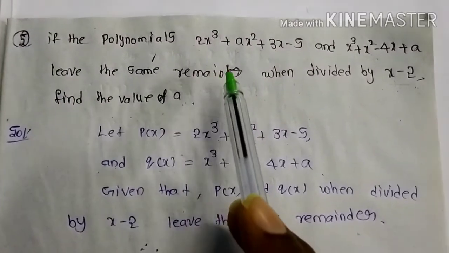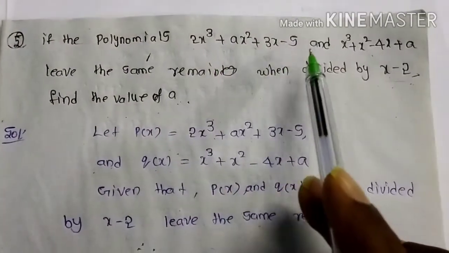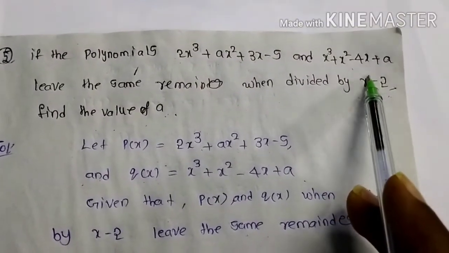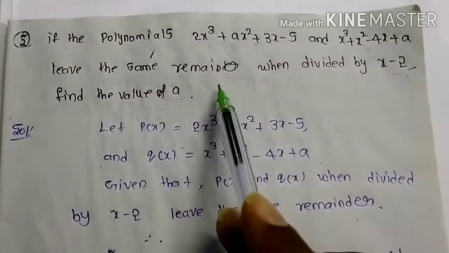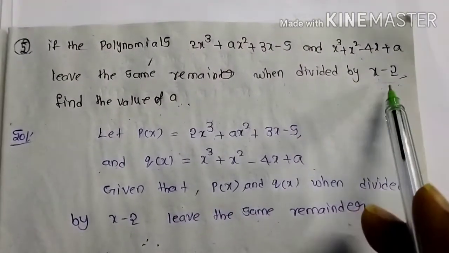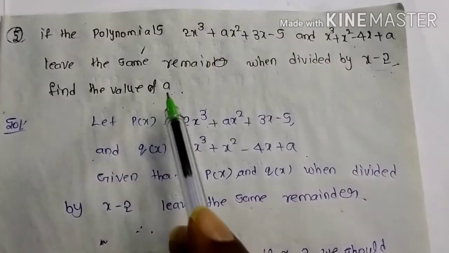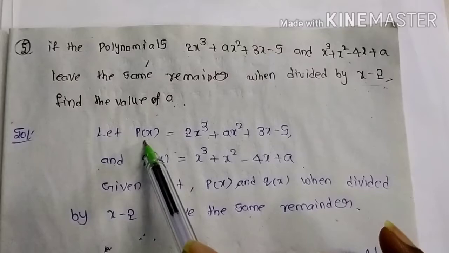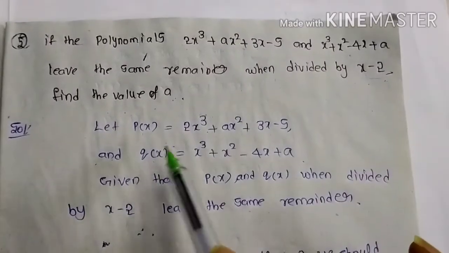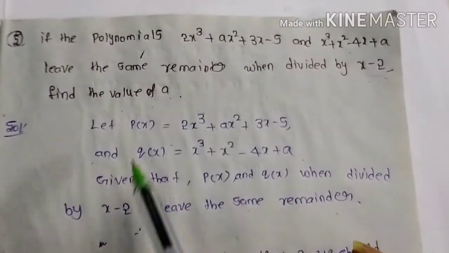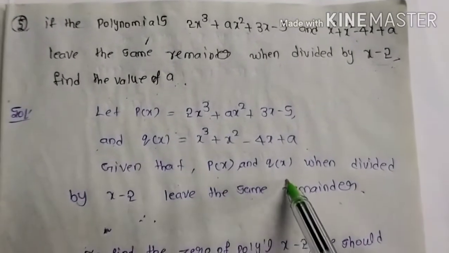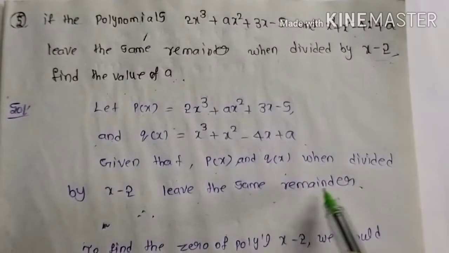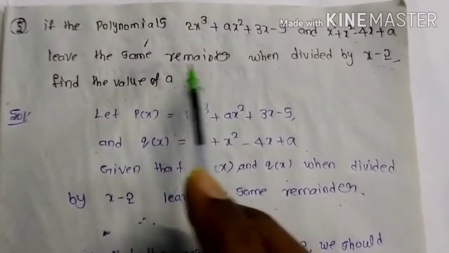The polynomials 2x cube plus x square plus 3x minus 5 and x cube plus x square minus 4x plus a leave the same remainder when divided by x minus 2. Find the value of a. First I am taking here this polynomial as p of x. Next one here q of x. Already they mentioned p of x and q of x when divided by x minus 2 leave the same remainder or not? Yes or no? Leaves the same remainder.